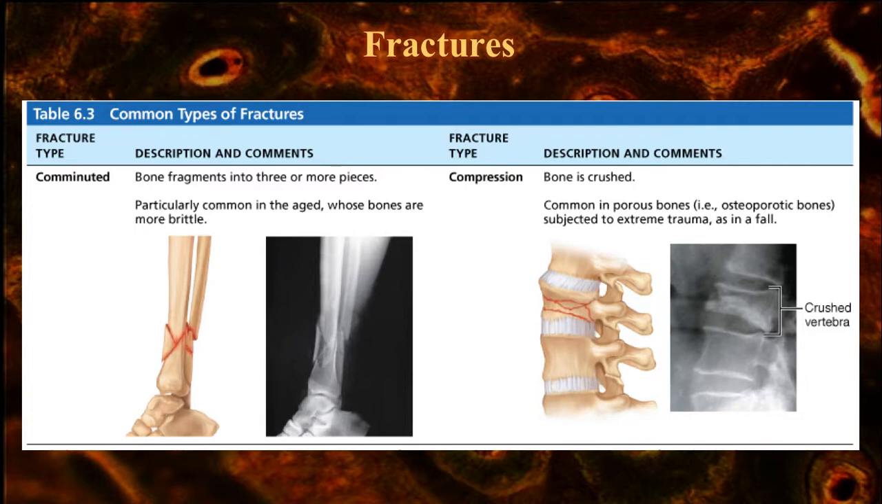A compression fracture happens when the bone is crushed. We see this a lot in the elderly when they have porous bones due to osteoporosis. But we also see it in cases of trauma or when you have a fall, which I guess is a case of trauma as well. It's where a lot of pressure has been pushed on that bone, and then it cracks and breaks into a lot of pieces as well. So there are our first two.